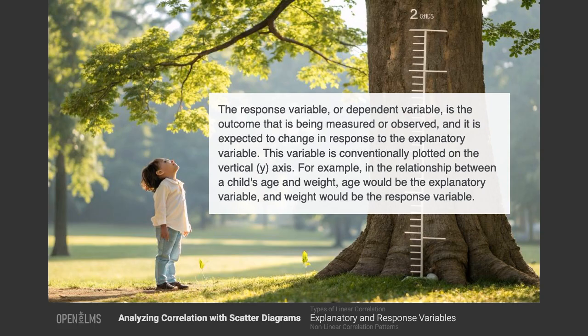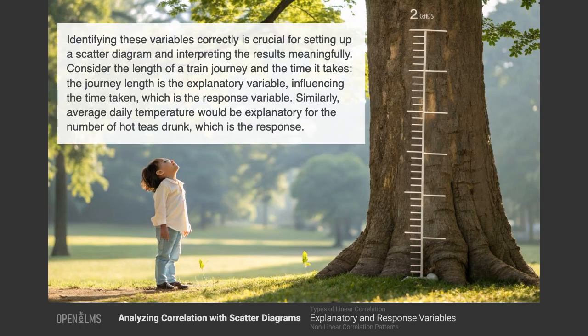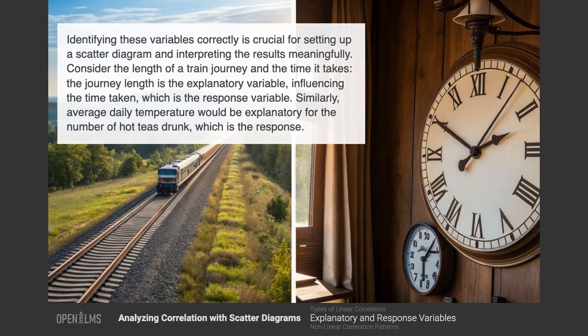For example, in the relationship between a child's age and weight, age would be the explanatory variable, and weight would be the response variable. Identifying these variables correctly is crucial for setting up a scatter diagram and interpreting the results meaningfully. Consider the length of a train journey and the time it takes. The journey length is the explanatory variable, influencing the time taken, which is the response variable. Similarly, average daily temperature would be explanatory for the number of hot teas drunk, which is the response.